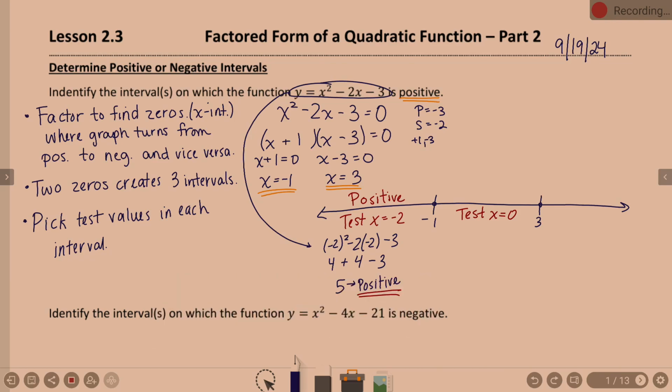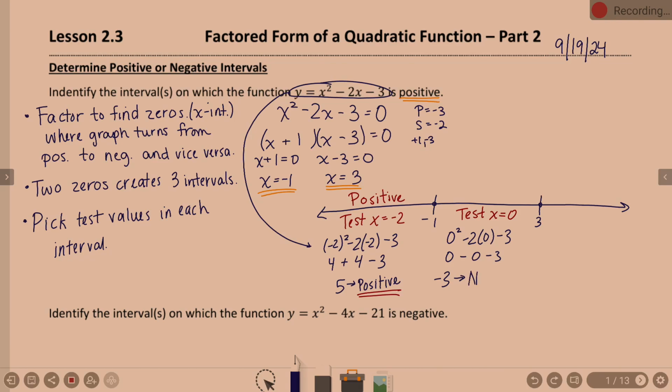So now where am I plugging 0 into? x, in x squared minus 2x minus 3. So 0 squared minus 2 times 0 minus 3. 0 minus 0 minus 3 is -3. What do you know about the number -3?